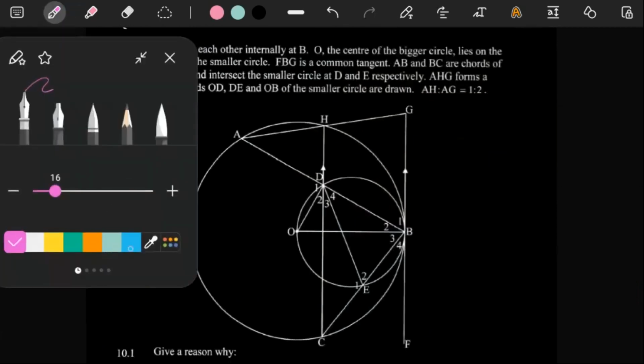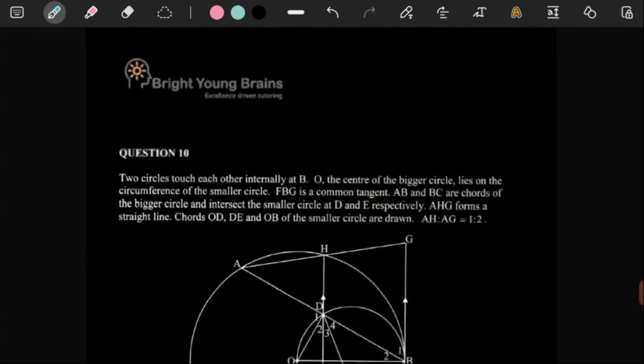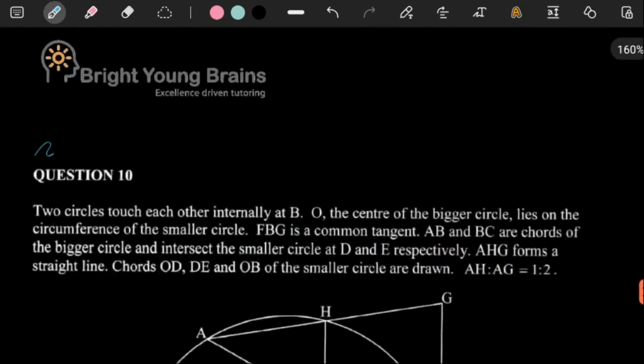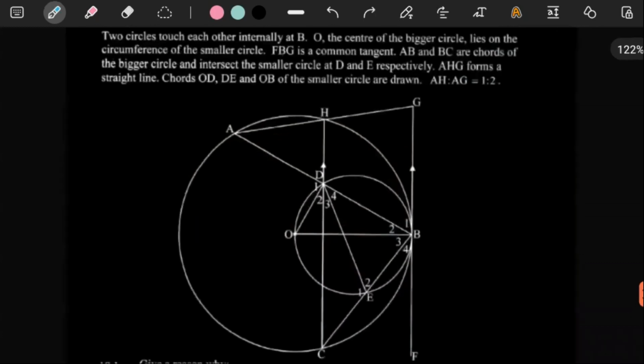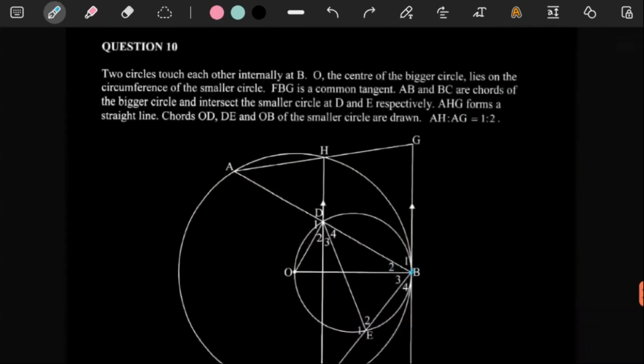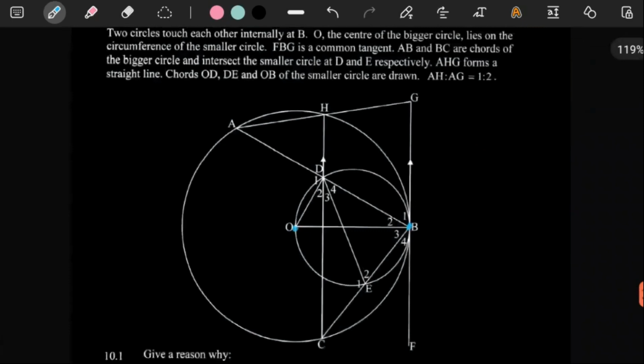June and November papers are the same, right? But don't let anyone lie to you and say prelims are the same as June and finals. They are not. Prelims whip if you didn't study. So it says here, two circles touch each other internally at B. O is the center of the bigger circle, so the diameter of the smaller circle is the radius of the big one. O lies on the circumference of the smaller circle. Okay, fine.